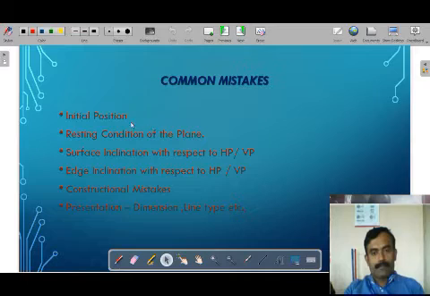So these are the common mistakes. I will be highlighting them one by one. While drawing the initial portion, students make mistakes with respect to the resting condition of the plane, then the surface inclination with respect to HP or VP. Then they make mistakes with respect to the edge inclination, then construction mistakes, and finally we'll be discussing the mistakes with respect to presentation.